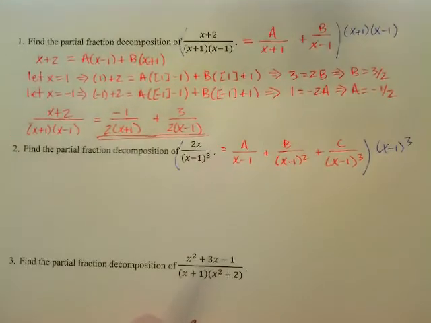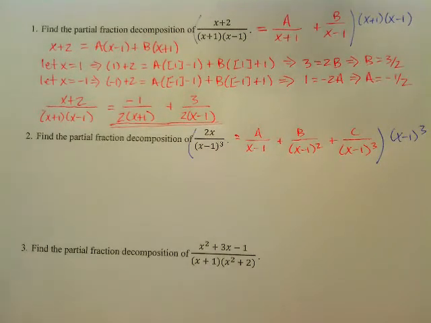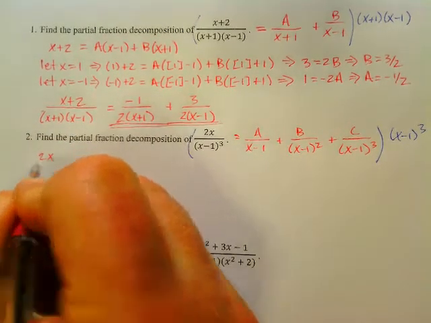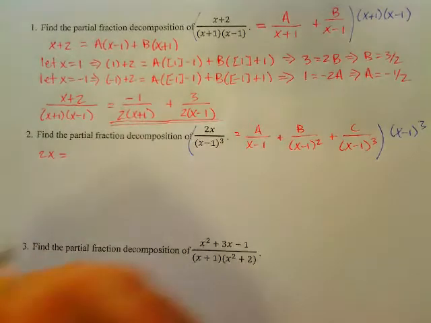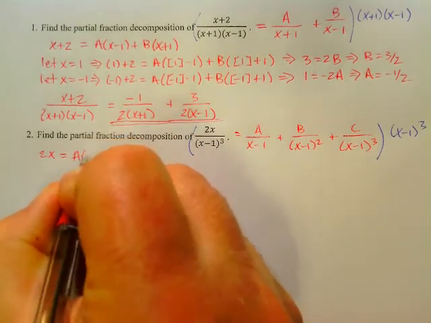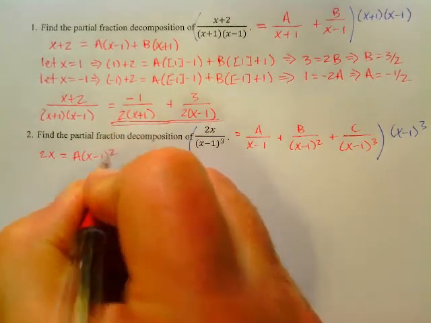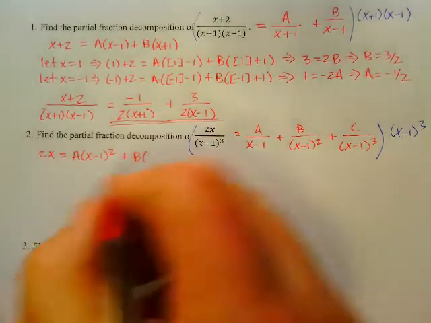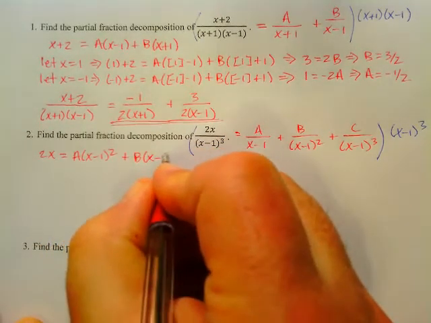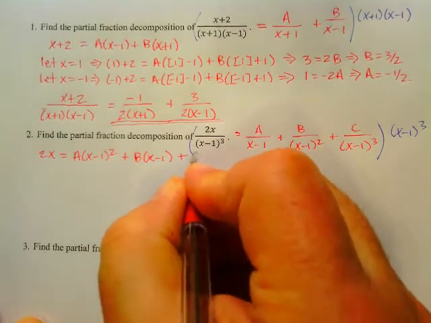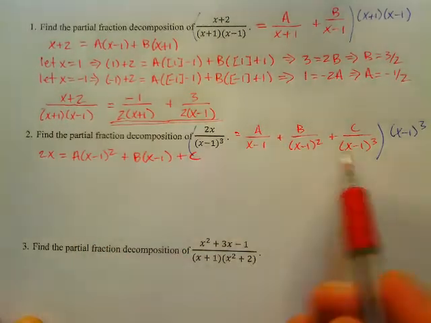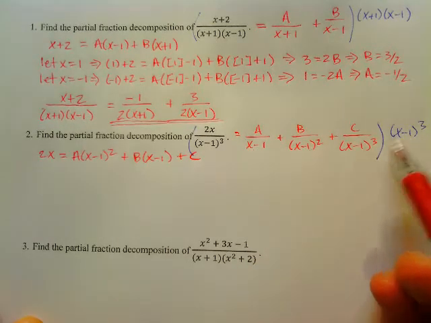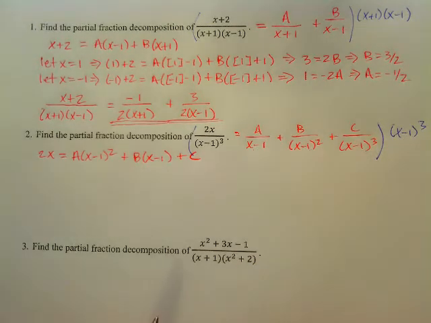So that'll leave us with 2x equal to a times x minus 1 squared plus b times x minus 1 plus c. Okay, one of them canceled here, 2 of them canceled there, all 3 of them canceled in that one.